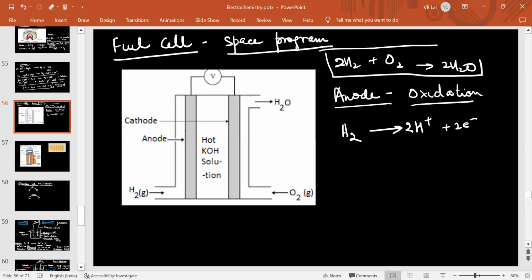Now, like in the previous one I showed you, this is again in alkaline medium. So for this, I must add the same number of OH minus on both sides. So I will write 2 OH minus here and 2 OH minus here. So what will be the reaction at the anode? It will be H2 plus 2 OH minus.